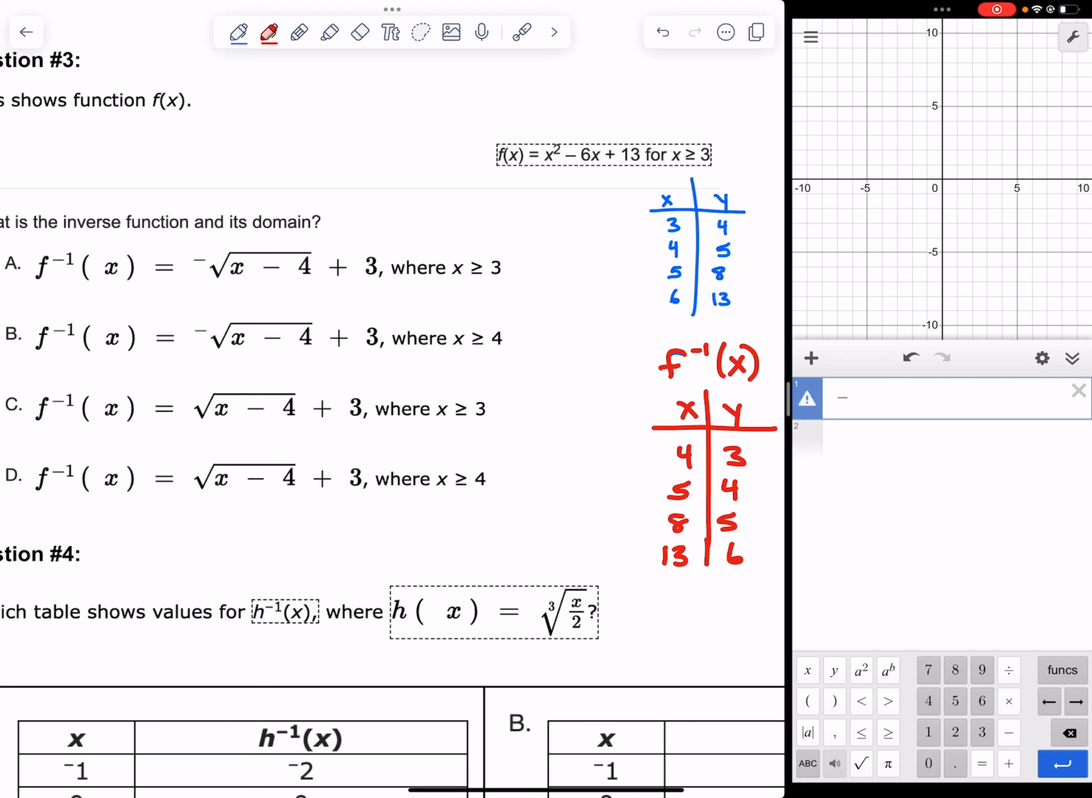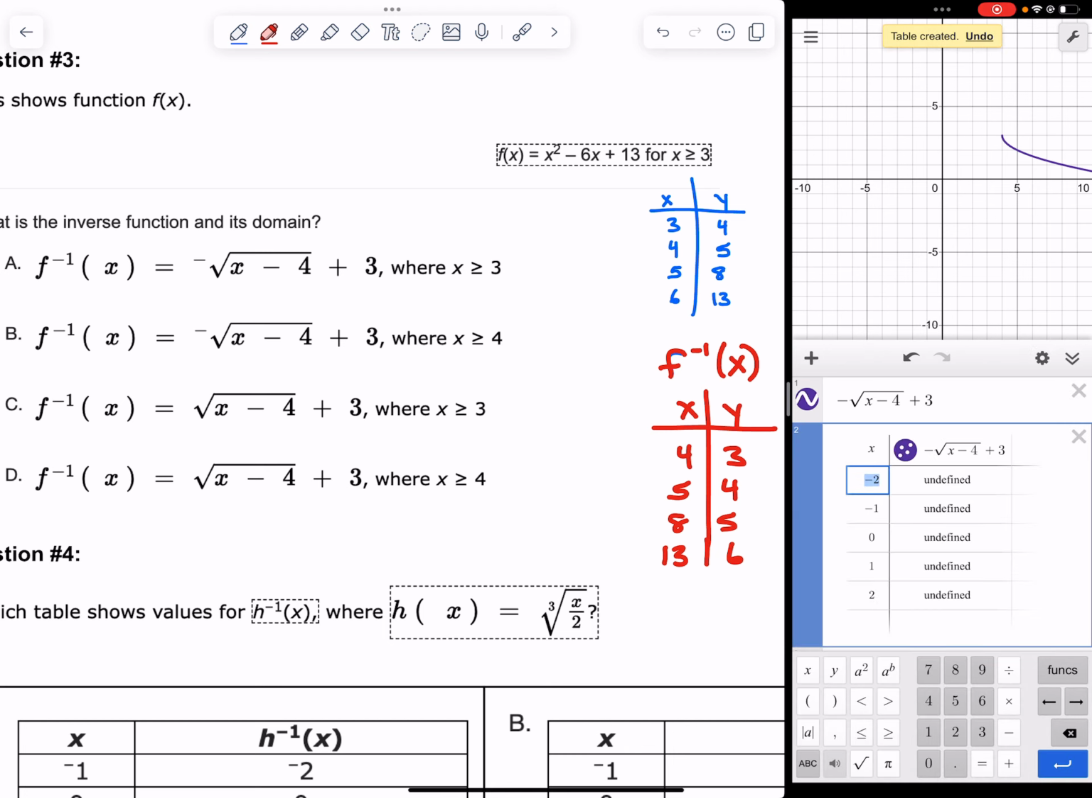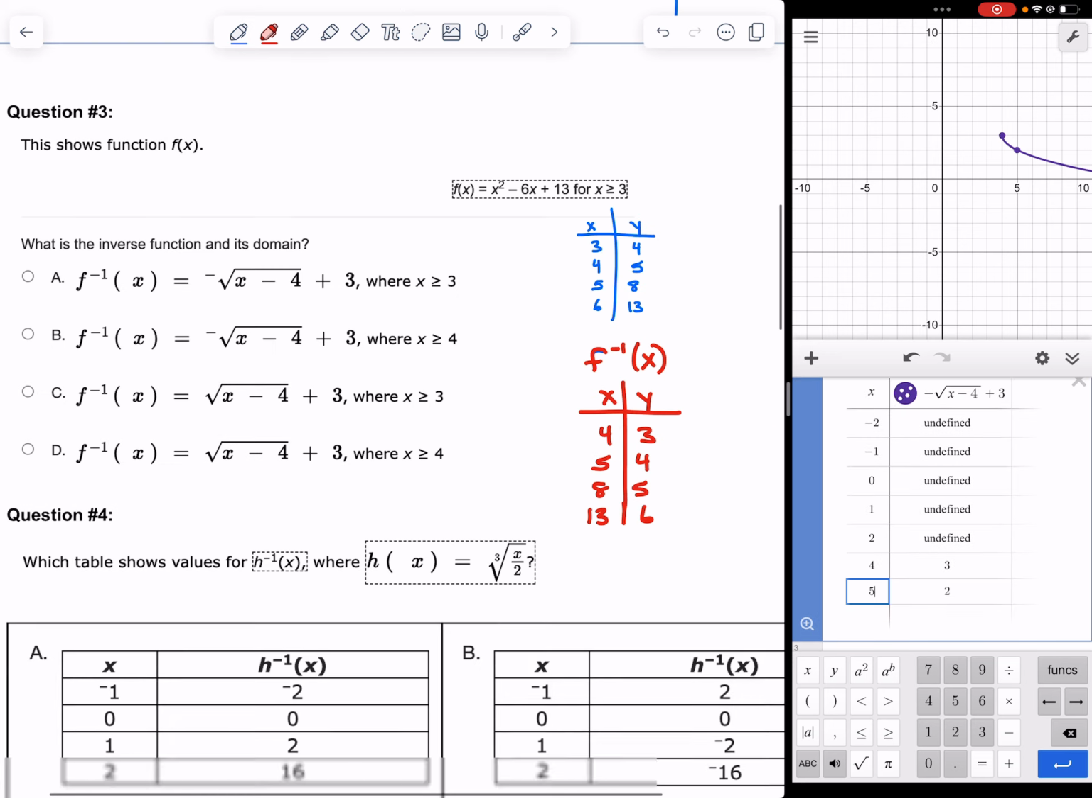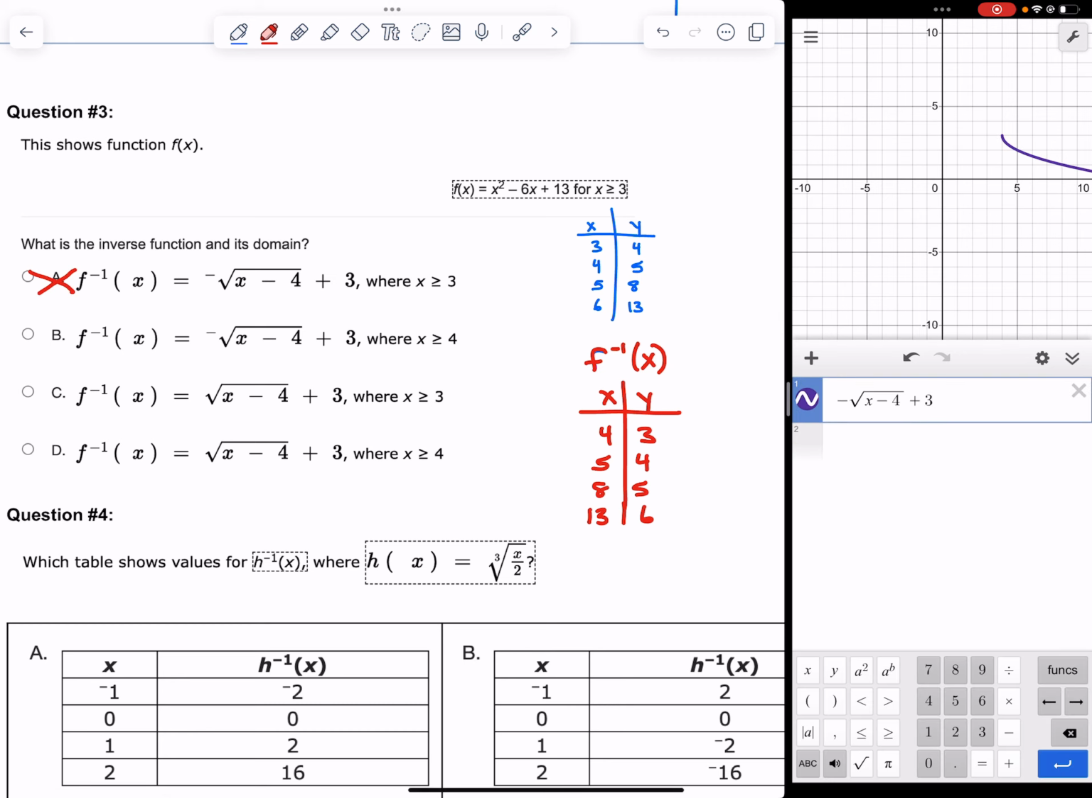So negative square root x minus 4 plus 3. And then we pull up the table, and then let's check 4, and we see 3. And then 5 goes with 2, not 4. So A is not going to be right. So let's try answer choice B. We have negative square root of x minus 4 plus 3 for the values of x that are greater than or equal to 4.